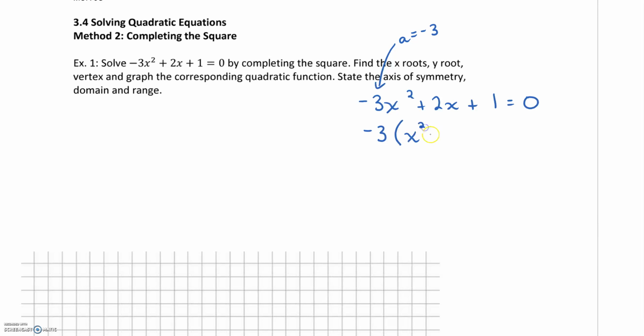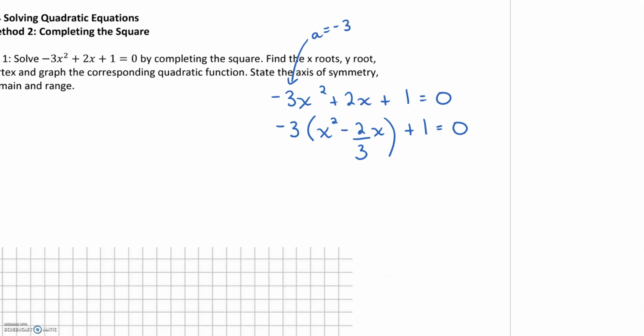So we have x squared. And then don't forget that a negative divided by a positive gives you a negative. So negative 2 over 3x. And then we just rewrite the plus 1. So at this point now you can start completing the square using the methods that we've learned in class.